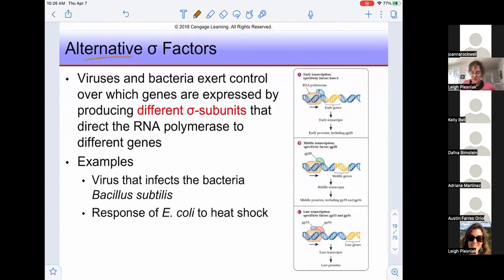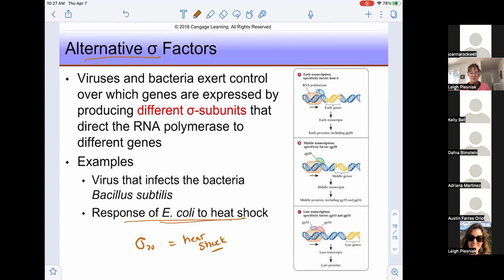So these sigma factors, there are different ones that will associate with the RNA polymerase, depending upon the situation. So for example, in E. coli, there is a sigma factor called sigma 70, and it gets made when the E. coli is exposed to heat. It's a heat shock protein. And so you can imagine that if E. coli is undergoing heat shock, it might need to start synthesizing different proteins and different genes.